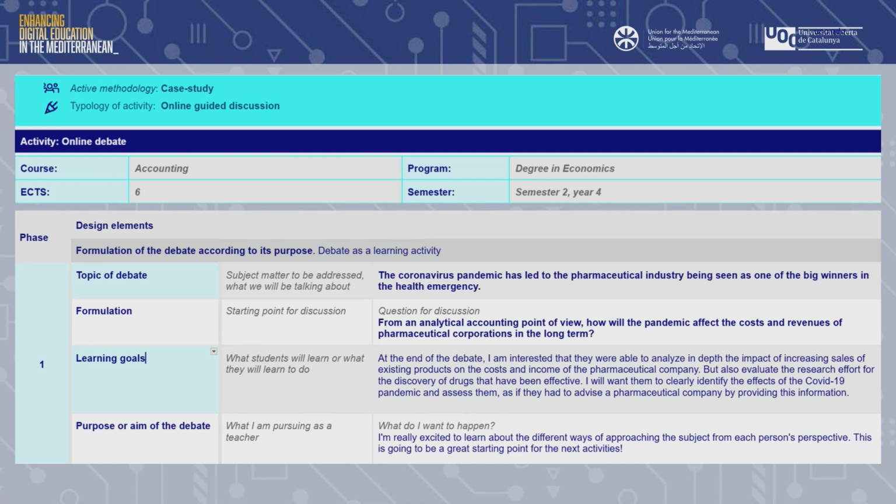It's good to plan an online debate by setting up a starting point for discussion. And related to this topic, this starting point could be from an analytical accounting point of view. How will the pandemic affect the costs and revenues of pharmaceutical corporations in the long term? This is closer to the students' activity. It's easier to ask a question than to talk about something.